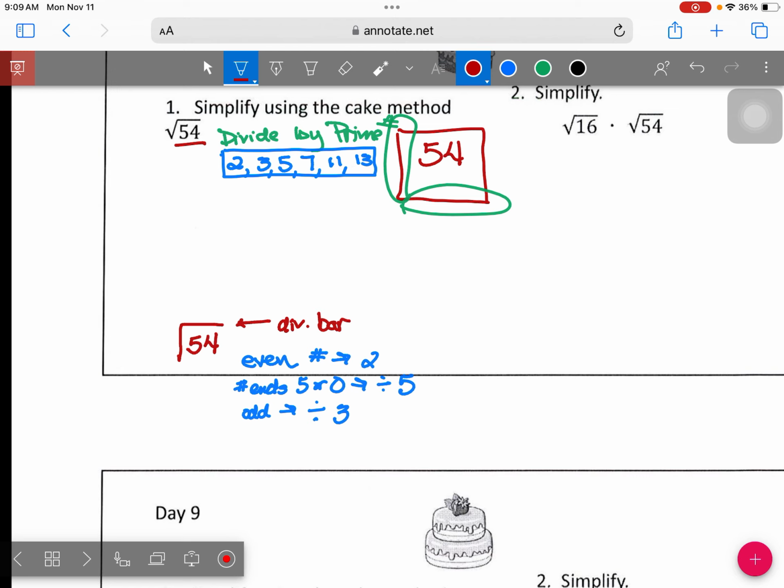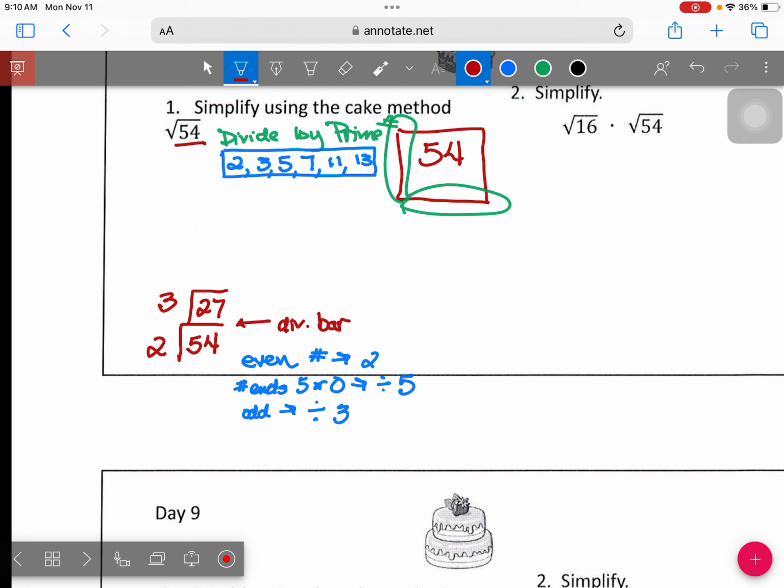So 54 is an even number, so let's divide by 2. 54 divided by 2 is 27. And yes, you're going to want to have a calculator near you. If you got extras, check behind you, check in front of you. See if there's any extras around. All right, 27. Is that even? No. Does it end in 5 or 0? No, so I can't divide by 5. Is it divisible by 3? Yes. So that's kind of the order I would go.